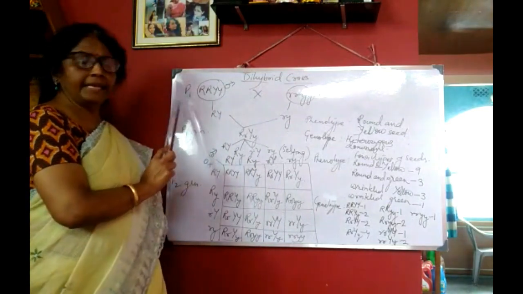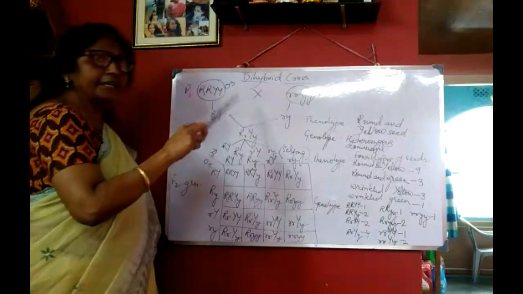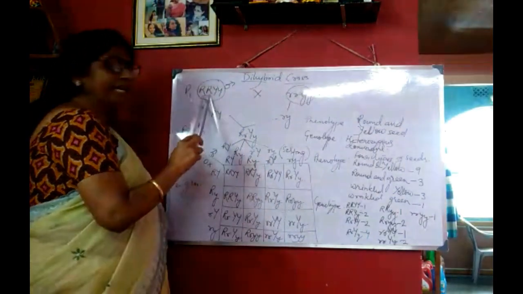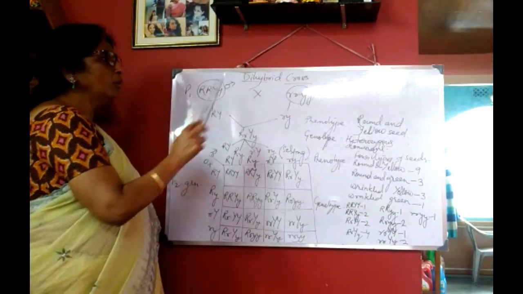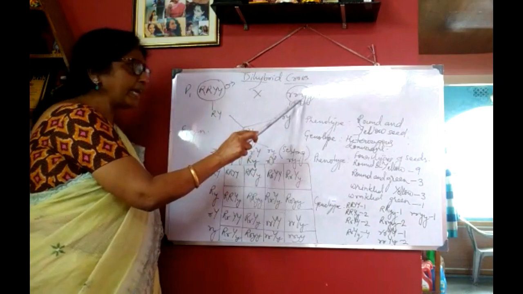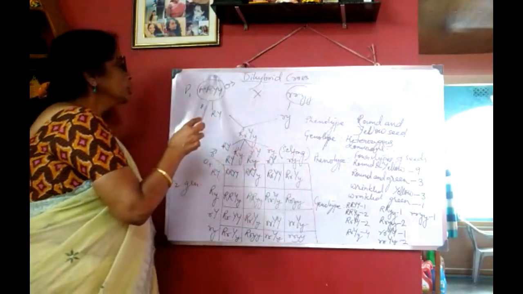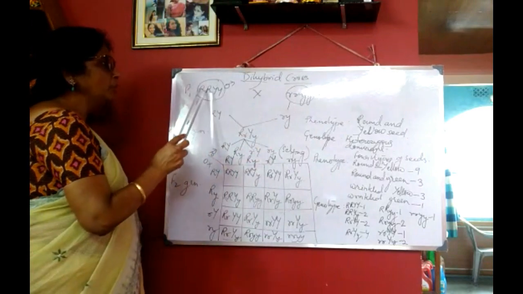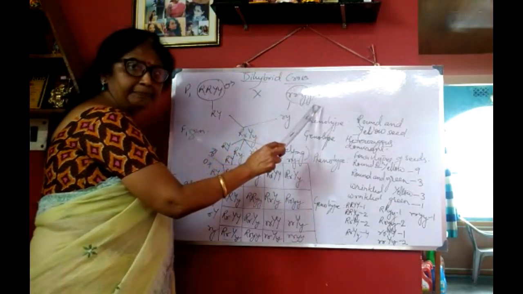So here the scientist has taken round and yellow seeded, that means the color of the seed and the shape of the seed coat. The dominant is round, the recessive wrinkled for shape, and for color yellow and green. Round is the dominant character, wrinkled is the recessive character, yellow is the dominant character, and green is the recessive character. So in the first parental generation, the plant taken round and yellow is crossed with the plant wrinkled and green.